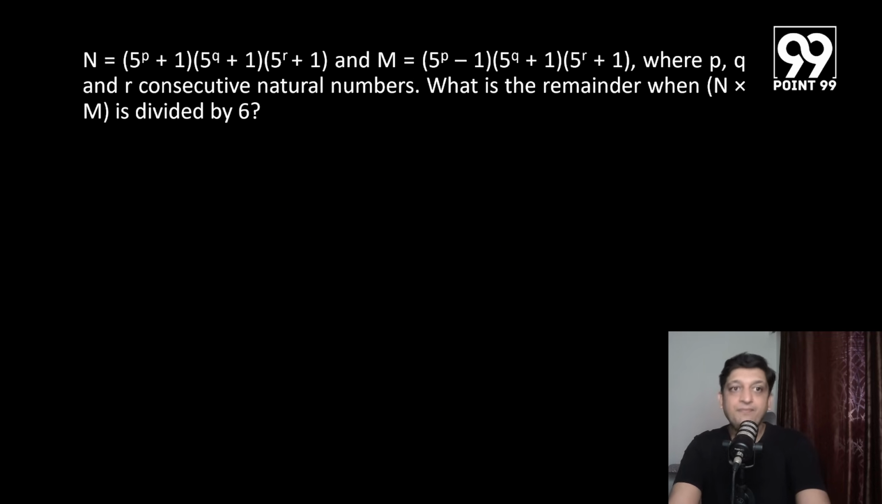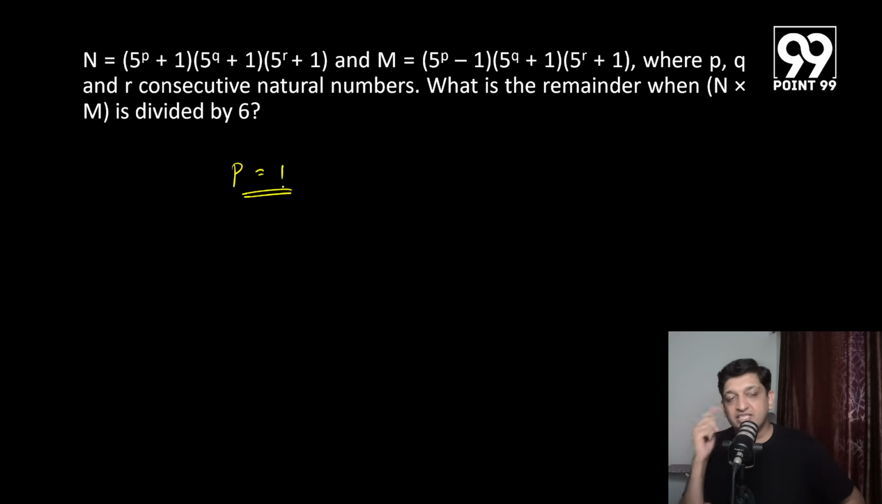Let's look at the next one. Now you have n equals 5 raised to p plus 1, 5 raised to q plus 1, 5 raised to r plus 1 and so on and so forth. Now you are expected to figure out what is the remainder when n into m is divided by 6 and you are expecting a numerical answer. So what should happen? It should be possible for any value of p, right? And we know that p, q, r are consecutive natural numbers. The value of p can be assumed to be 1.